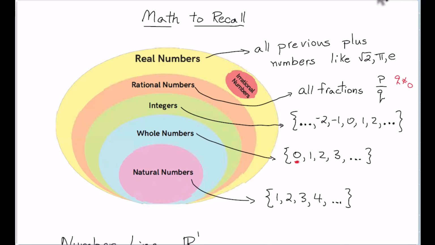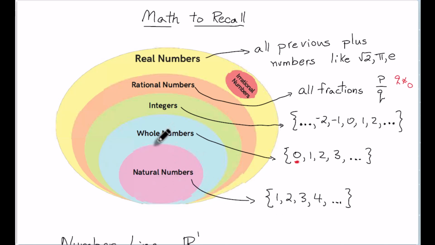Well, welcome to this small video on some math that we need to recall from previous math classes. Let's talk about numbers. You see down here at the bottom, the smallest set of numbers are called natural numbers, and they include 1, 2, 3, 4, and going off to the right forever. Sometimes you'll hear people call these the counting numbers.